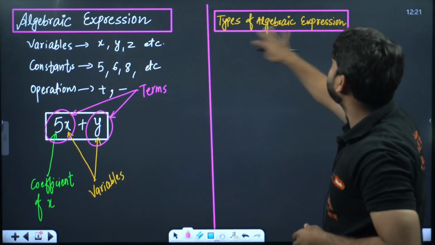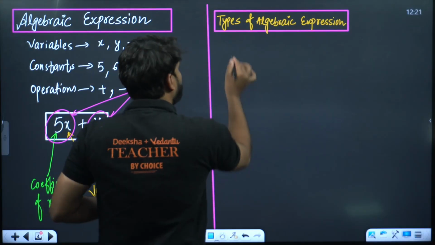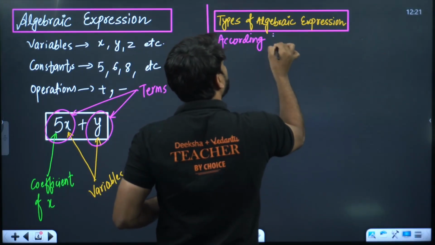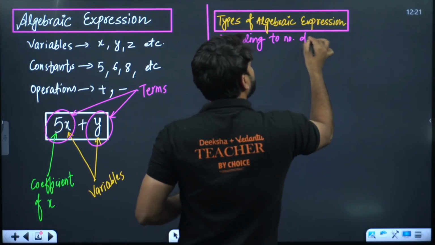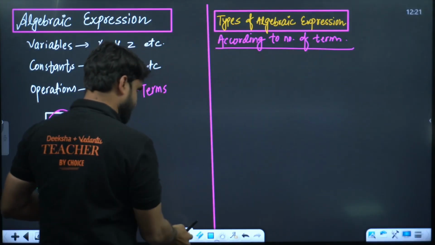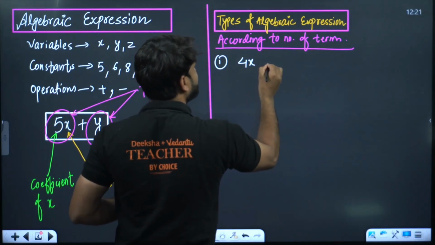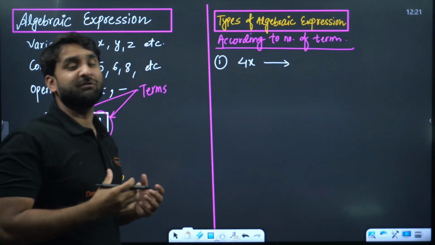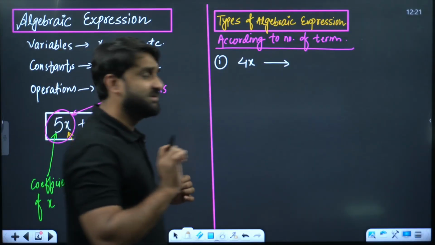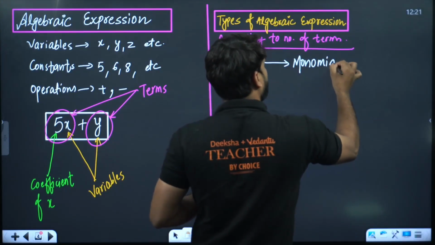Okay, so now let's talk about types of expression according to number of terms. So the first expression here is, for example, my dear, 4x. 4x means there is only one family. There is no operation sign, whether positive or negative. Only one family is there. So such algebraic expressions are called monomial.